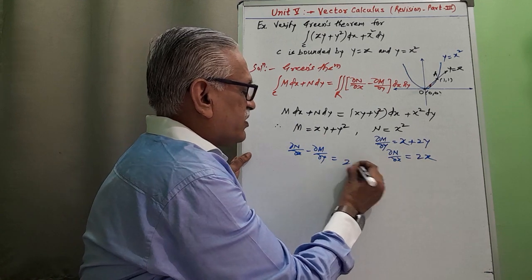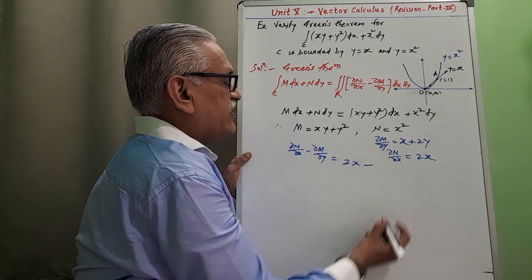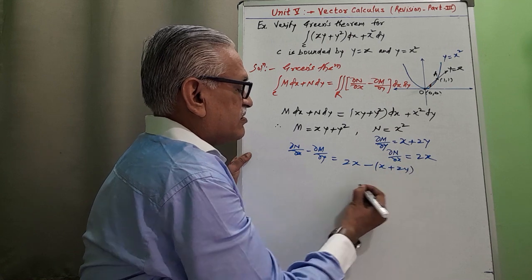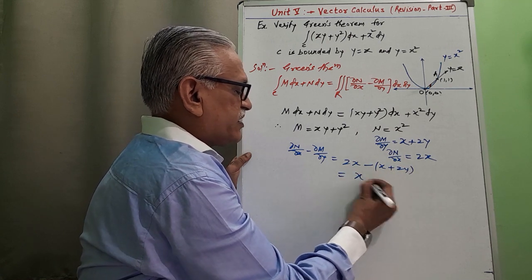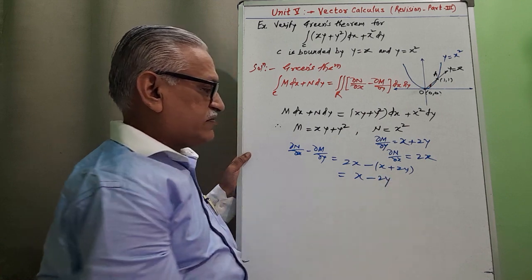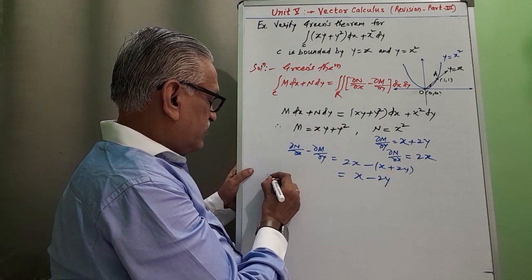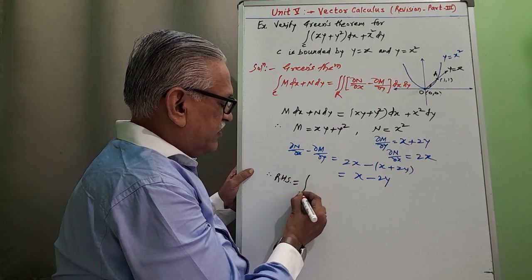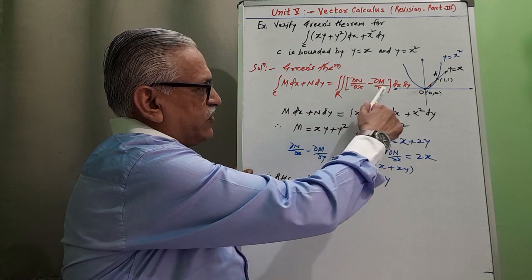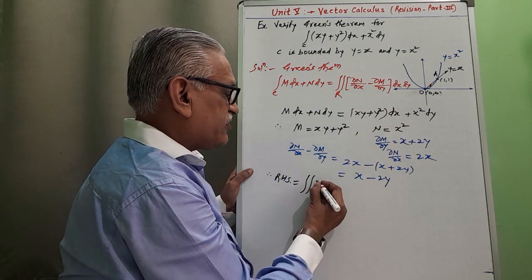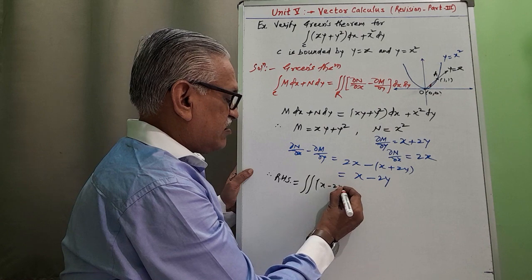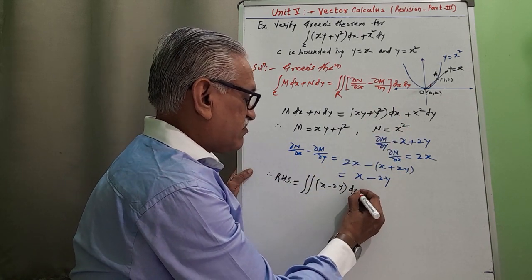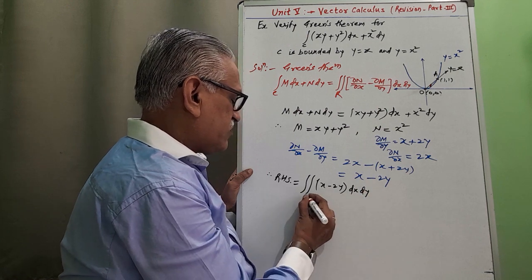And then finding the value of dou N by dou x minus dou M by dou y. Dou N by dou x is 2x minus x plus 2y. Therefore, 2x minus x, we get x, and minus 2y. And therefore, that right hand side term is the double integration of dou N by dou x minus dou M by dou y, whose value is x minus 2y, integrated with respect to x and y over that closed region R.